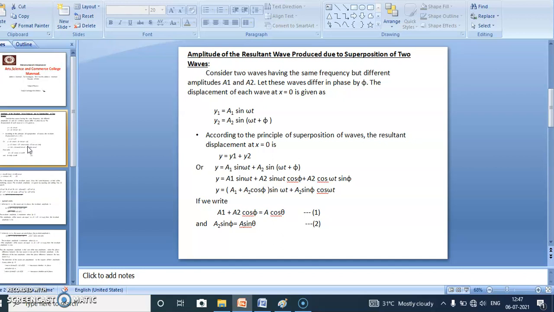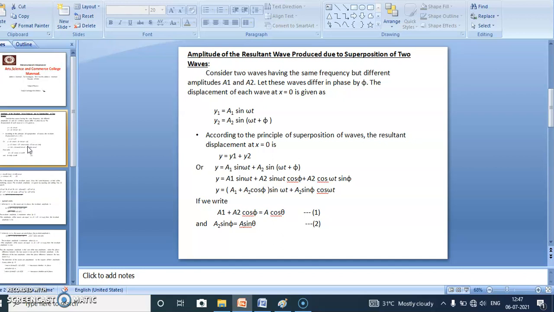According to the principle of superposition of waves, the resultant displacement is equal to the sum of the displacements of individual waves. Means y = y1 + y2. Okay, put in the y1 and y2 from the above equations. So the equation becomes y = a1 sin omega t + a2 sin(omega t + phi).